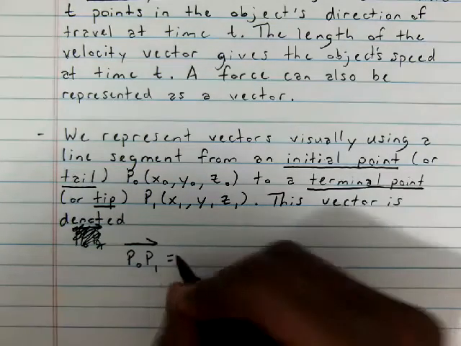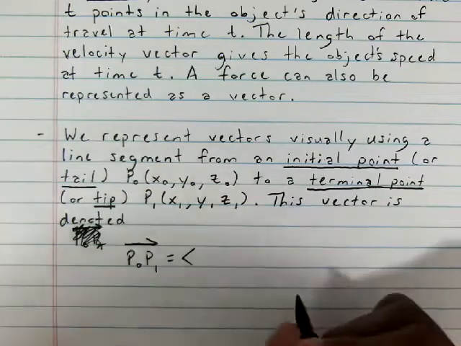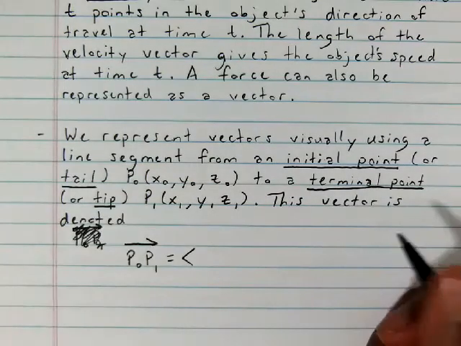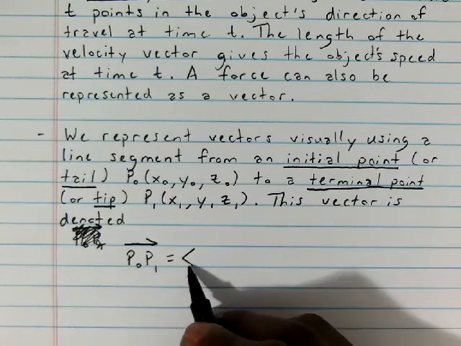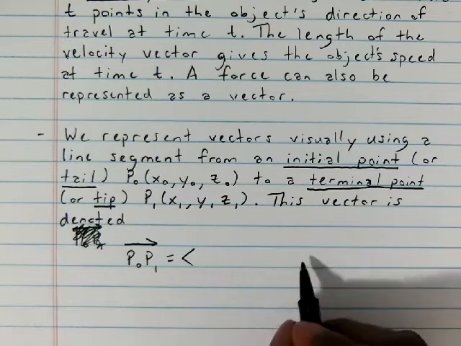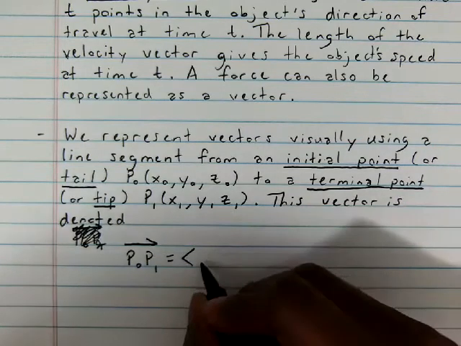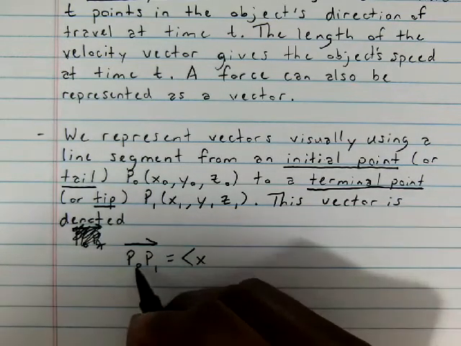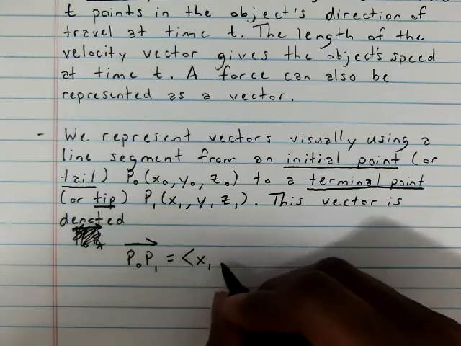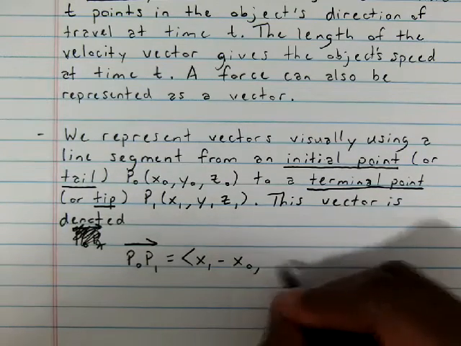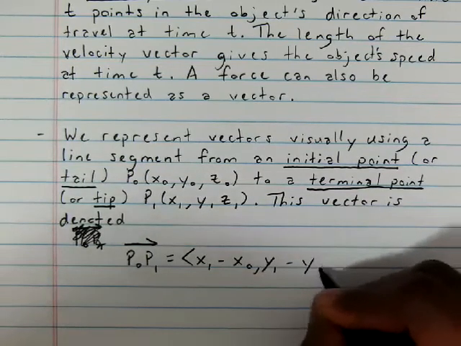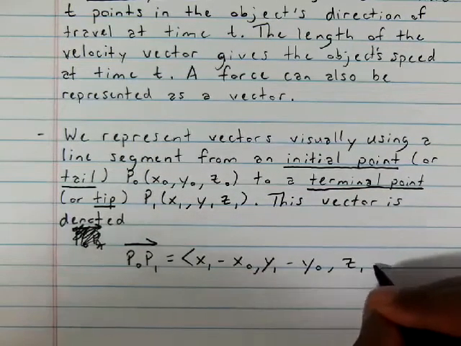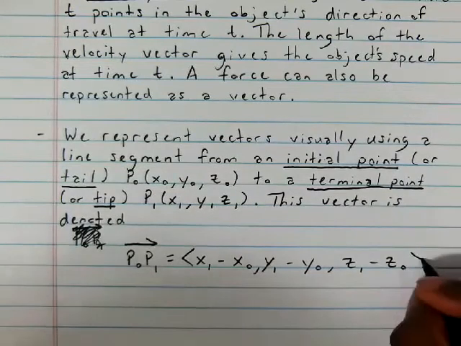Then also, if we wanted to know what the actual components are, and I'll define that more explicitly a little bit later, we use these vector pointed brackets to represent that we're talking about a vector. And the vector from P0 to P1 is X1 minus X0, comma, Y1 minus Y0, comma, Z1 minus Z0.